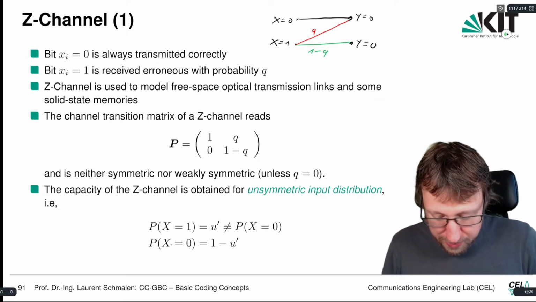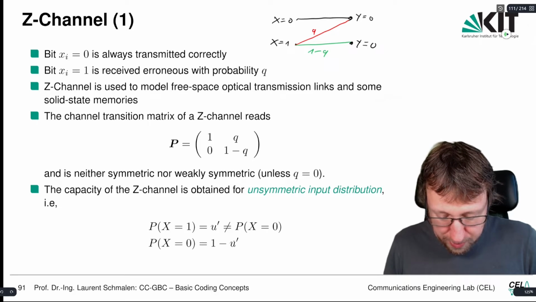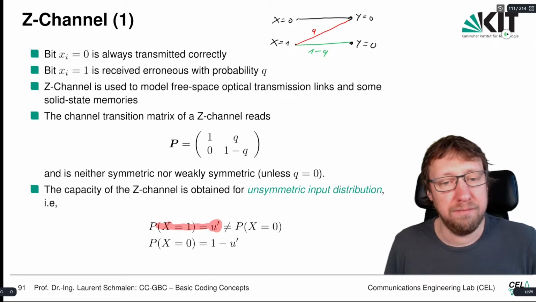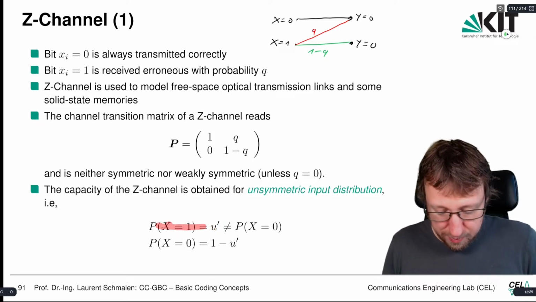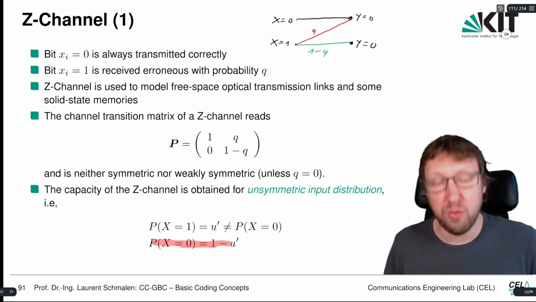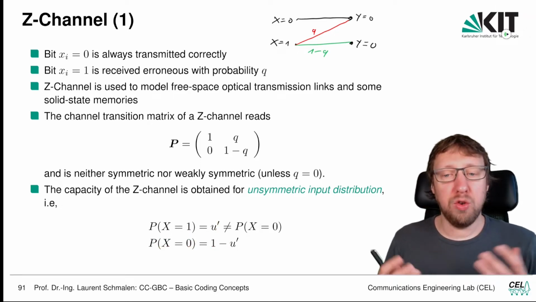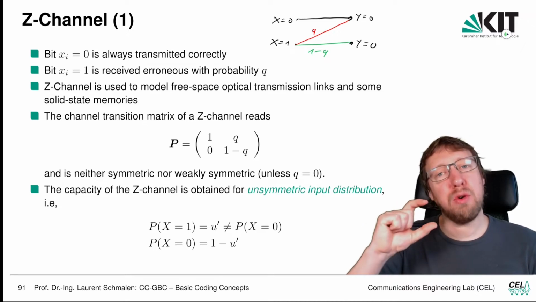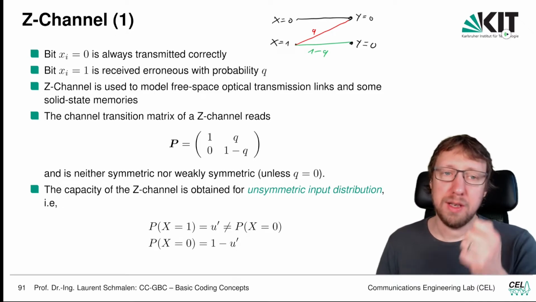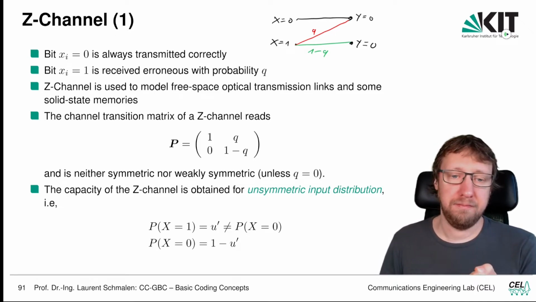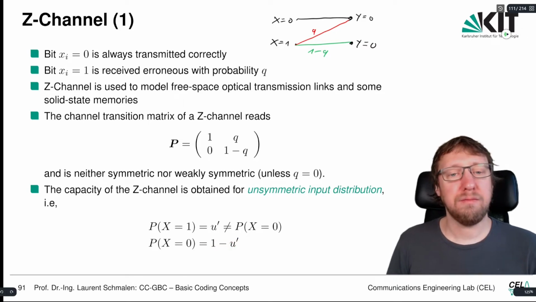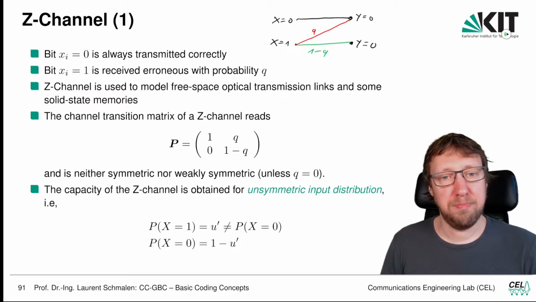So we define the input distribution to be U prime, the probability that we'd like to transmit a 1. We say that the probability that we transmit a 1 is U prime, and the probability that we transmit a 0 is 1 minus U prime. When we do random coding and we construct our random code, then this is the probability that we should choose a 1 in our codebook, and this is the probability that we should choose a 0 in our code. So this is what U prime tells us.